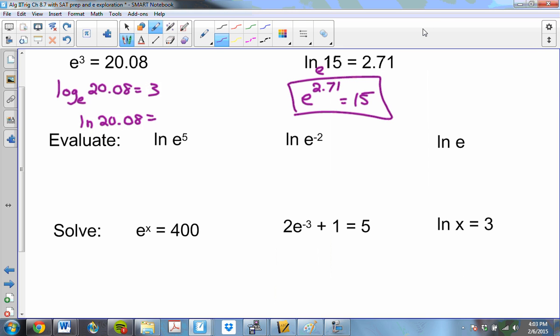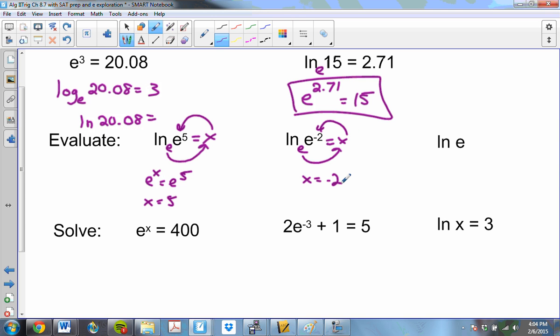Why is that? Well, think about it, because we don't know what this equals. So think about the circle thing. My base is e. I know that e to the x is going to equal e to the fifth, so that means that x must equal 5. And over here, my base is e, e to the x equals -2, so x equals -2. And here the natural log of e is just 1. So it's like the power there.